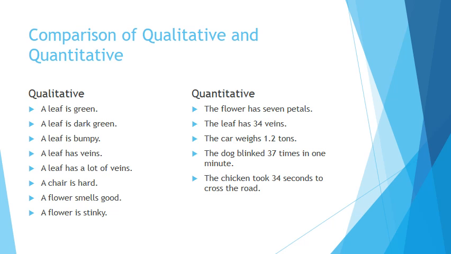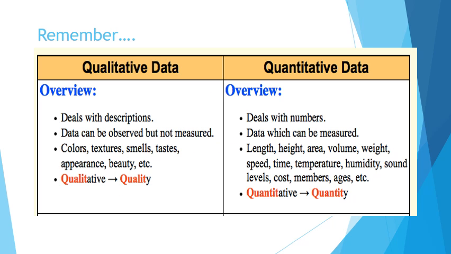You don't have to write these down, so please don't be copying these. This I do want you to copy. You're writing down the qualitative data and the quantitative data. Remember, qualitative deals with descriptions. It can be observed but not measured. There are no numbers involved with qualitative data. And remember, qualitative, quality, how good something is, or what it is, or what it looks like, what it feels like.